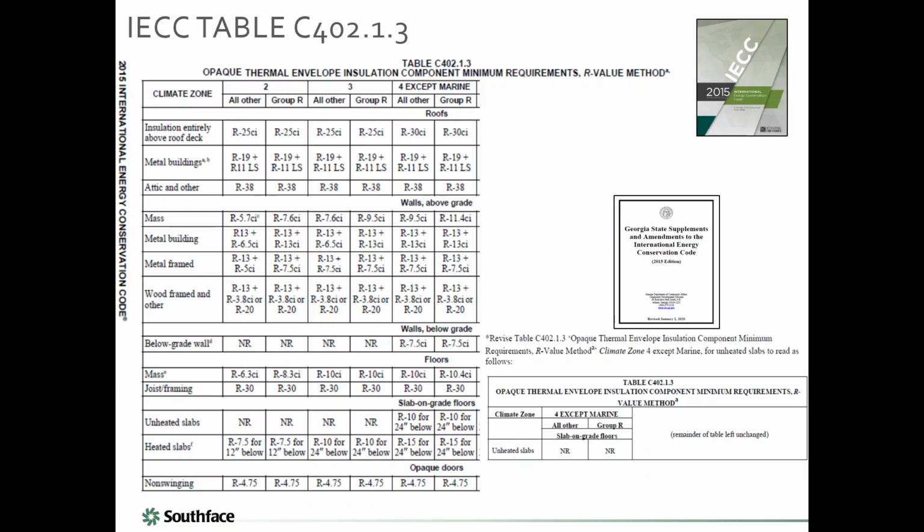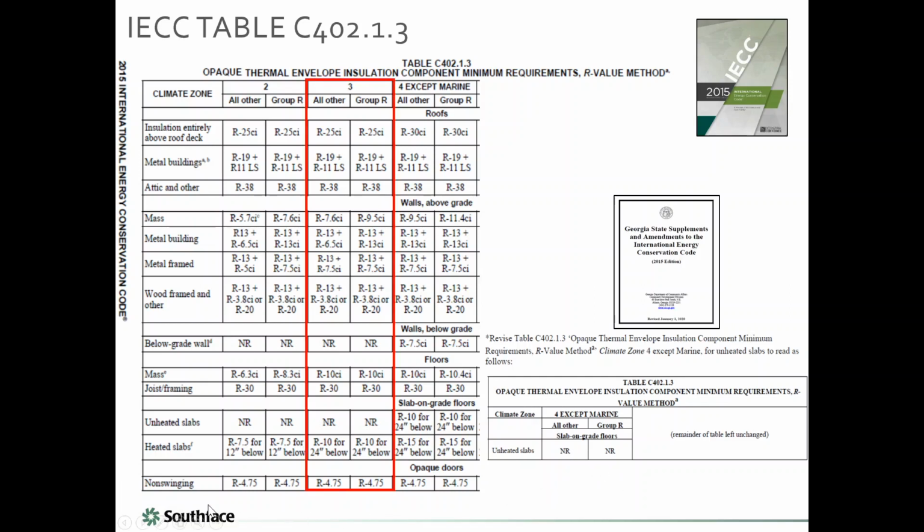And again, just slightly different numbers maybe. The only amendment Georgia made to the code, Georgia only amended the IECC, never amended ASHRAE. ASHRAE is just straight across the board, and that makes modeling simpler. But the only amendment here is that in Climate Zone 4, we're not going to require slab edge insulation. That would be for all commercial buildings. That's probably a little bit hard to justify.